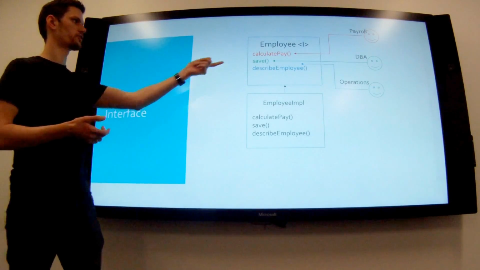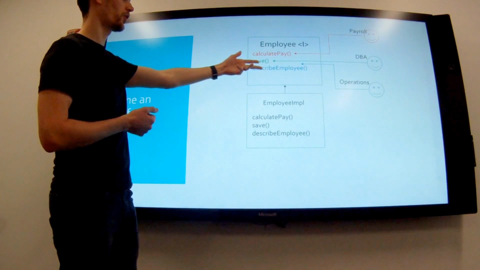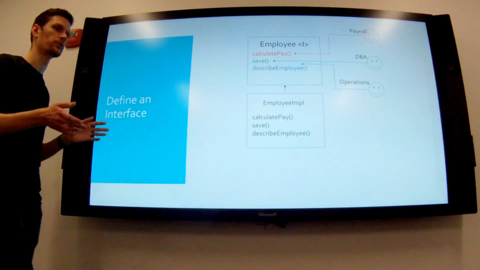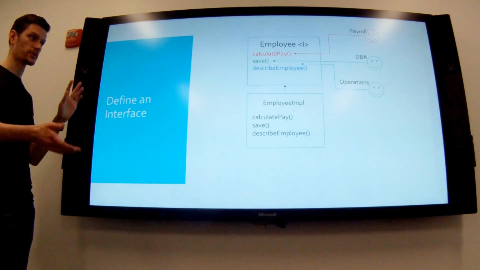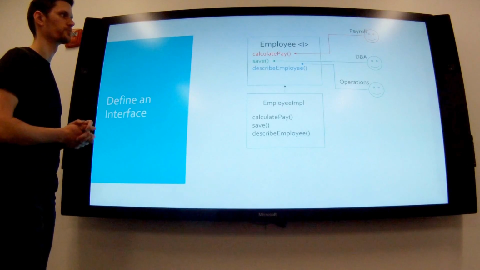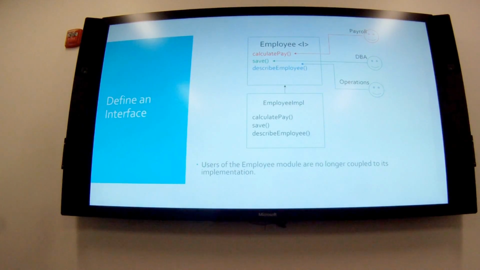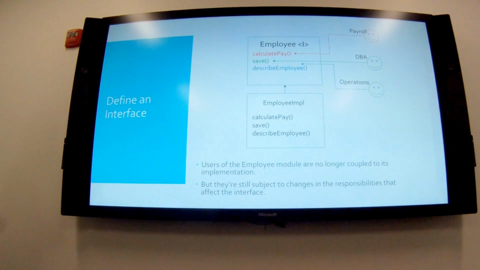At best case, a change to the definition of calculate pay wouldn't cause code to change in the DBA or operations actors, but it would at least probably cause a rebuild, and if you want to really make sure you're testing all your stuff, that would be a retest. So, let's make sure I've got all this. Users, yeah, so we're no longer coupled to the implementation, but we still are subject to changes in the interface.